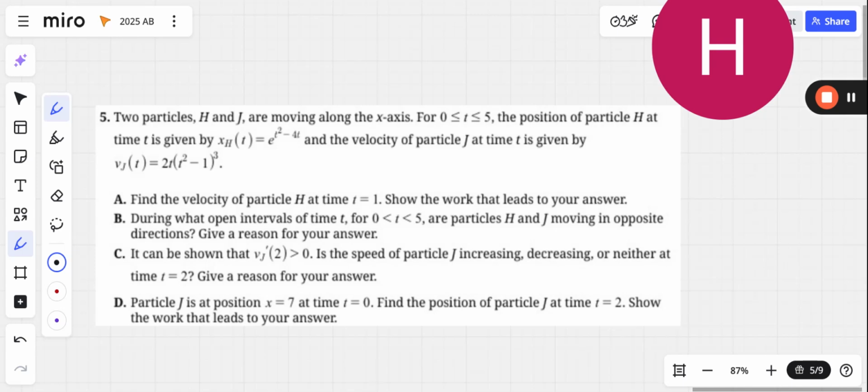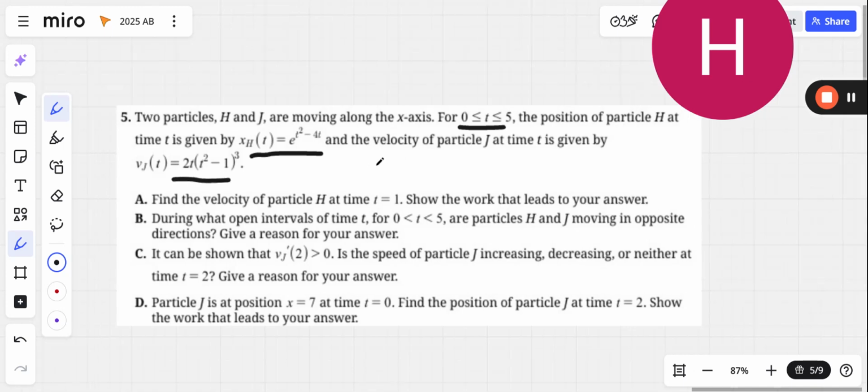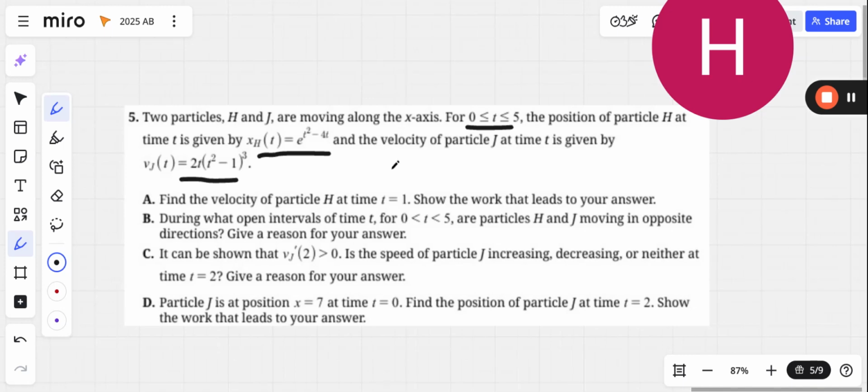Okay, let's get started. So we have two particles, H and J. They're moving, and we're looking at the time frame from 0 to 5. The position of particle H is given, so this tells us where the particle is located. And then we're given the velocity of particle J. So this is telling us how fast that particle is moving. It's not telling us where it's at. It tells us how fast it's moving.